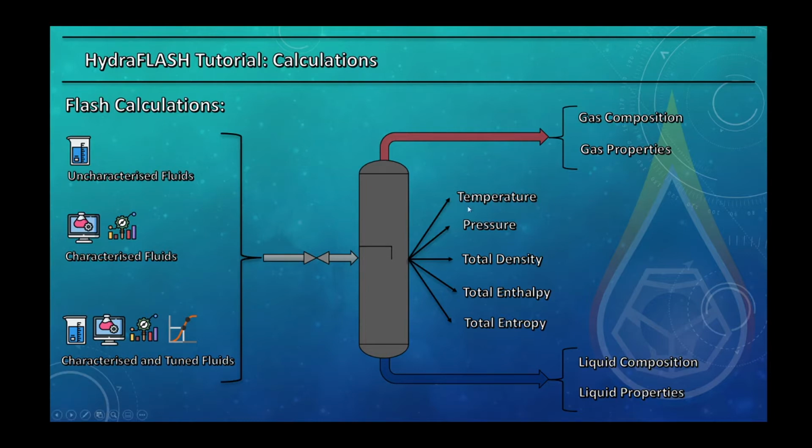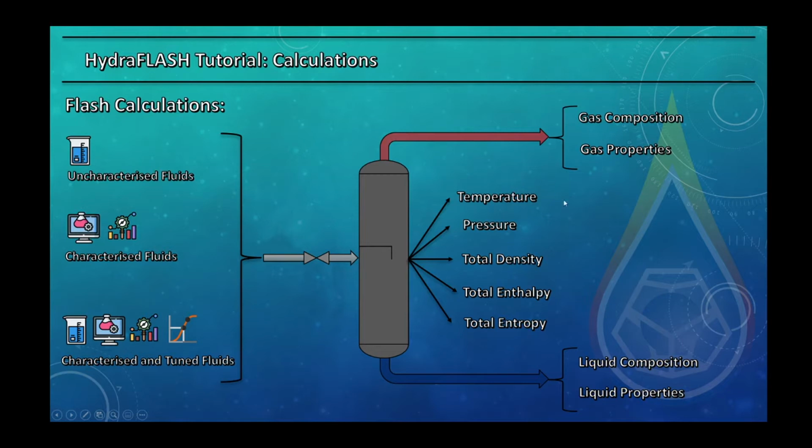Or for a case that you know the temperature and density, total density of the system, then you can predict the pressure and the phase composition and fluid phase properties. Or when you know the pressure and enthalpy, you can predict temperature and density and entropy of all the phases and the composition of the phases. So there are different combinations. You can make different combinations of these parameters: PT, or PH, or pressure, entropy, or density, temperature.